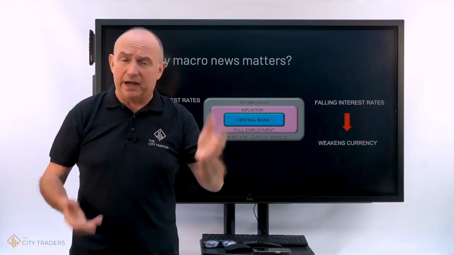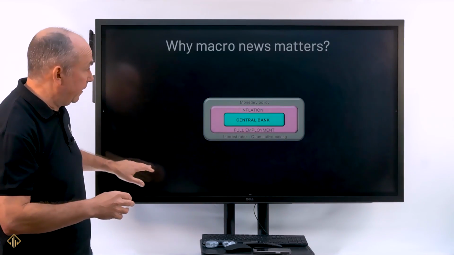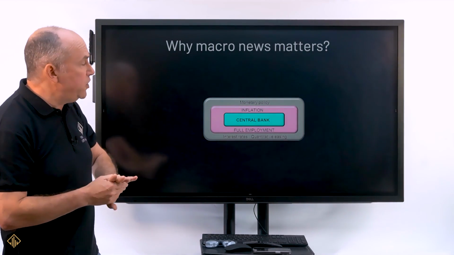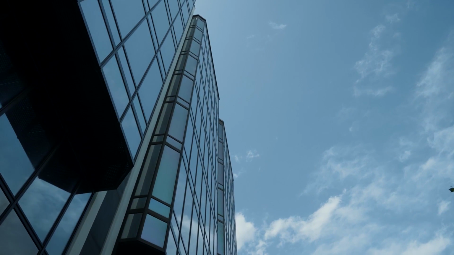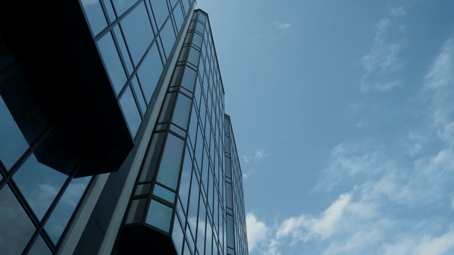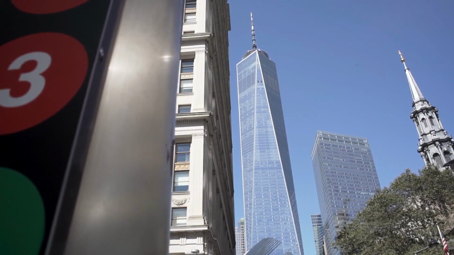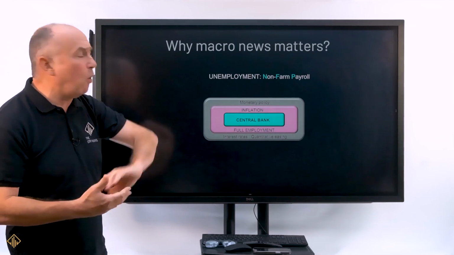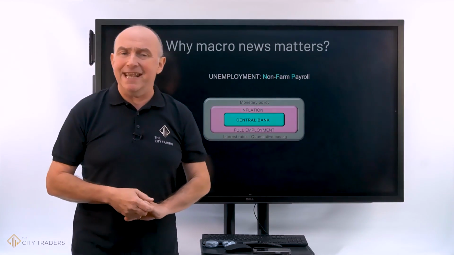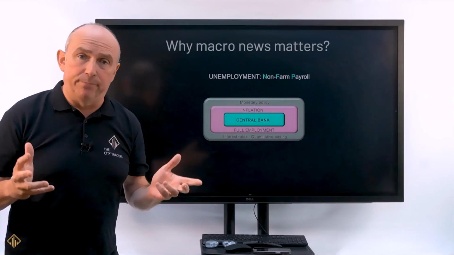You've got the strength of one and you've got the weakness of another. So what are the news events that really get out there that give us clues as to where the central bank may go, also give us clues to where the economy is heading? Well, the most important news event of the calendar month is unemployment.